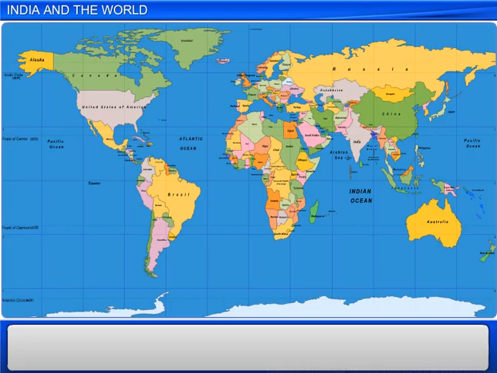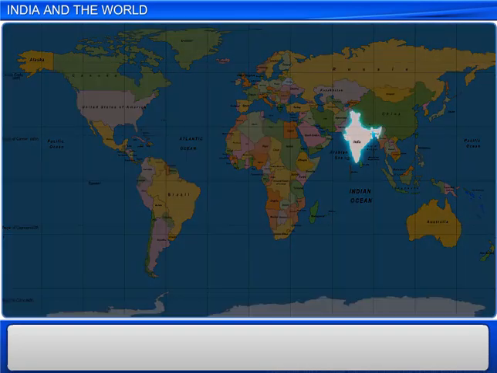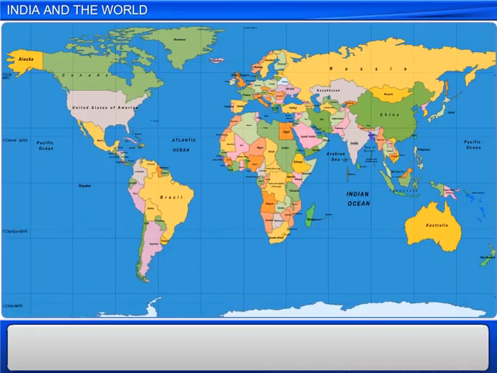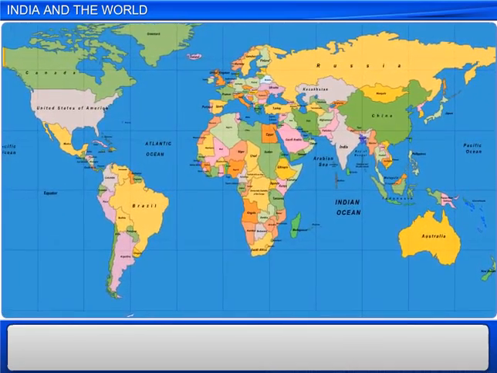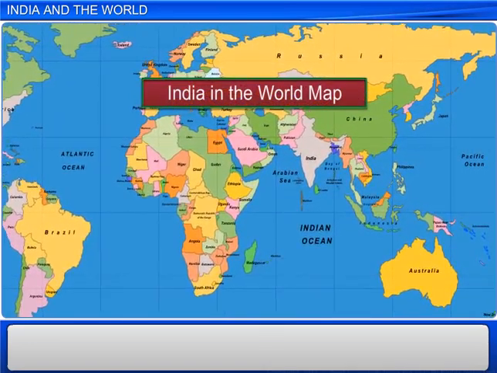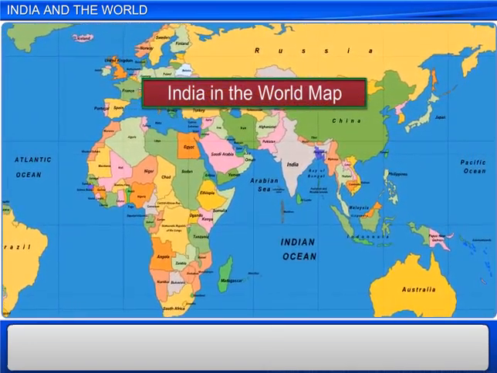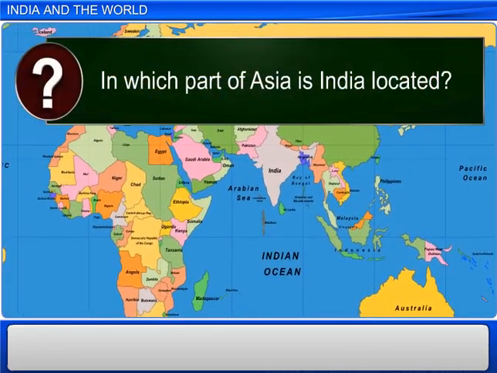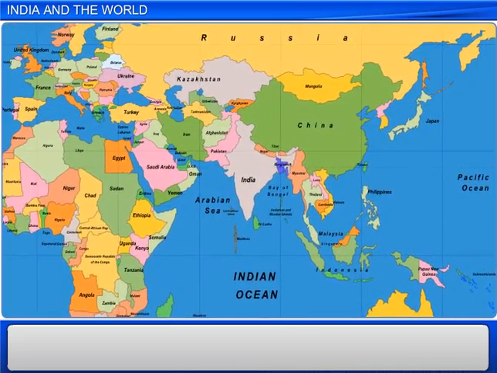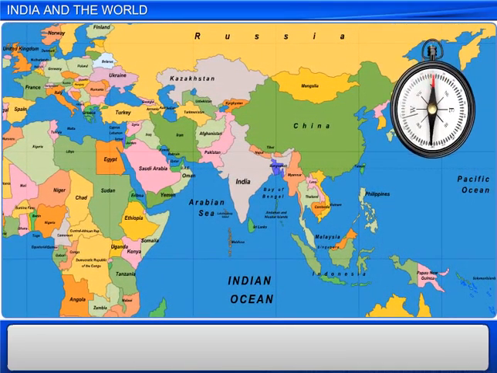In the previous module, you learned about India's size and location on the globe. Now, let's look at India's location in relation to other countries on the map. Can you make out from the map in which part of Asia India is located? As you can see, India lies to the south of Asia and is centrally located between East and West Asia.